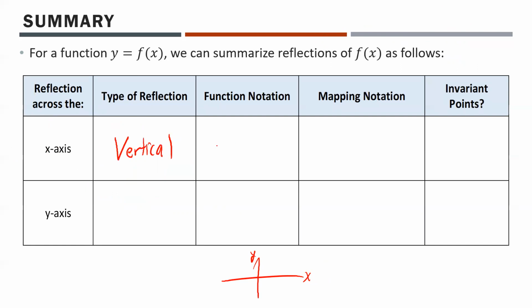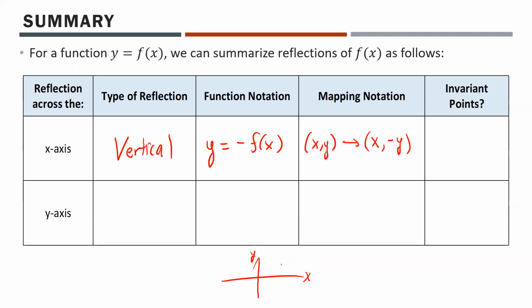Now in function notation, what that means is if it's a vertical reflection, that means we're multiplying the outside of the function by -1. So it's y equals negative f of x, because we're multiplying the outside of the function by -1. In mapping notation, this is one of the first things we did today. You're just taking your original xy and you're moving it. If you're doing a vertical reflection, you're moving it such that your x does not actually change. So x just stays as x, but your y gets flipped over and multiplied by -1. So it's going to be negative y.